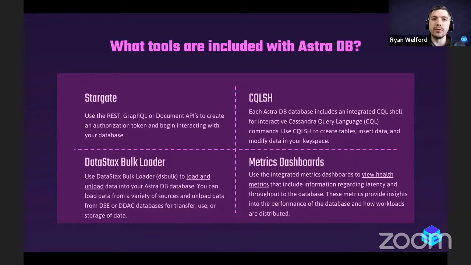We have APIs for REST, for GraphQL, and even document APIs, which is really cool considering that Cassandra is a tabular database. Using these APIs will allow you to use it in much more varied ways, including document. And it uses a very simple authorization token in order to authenticate that interaction through the APIs.